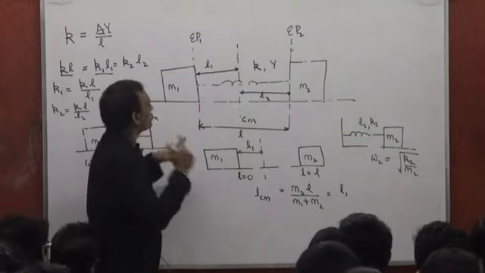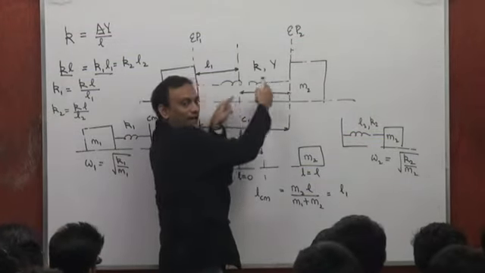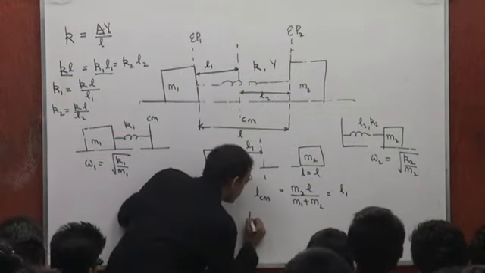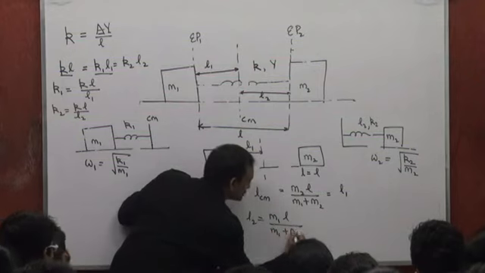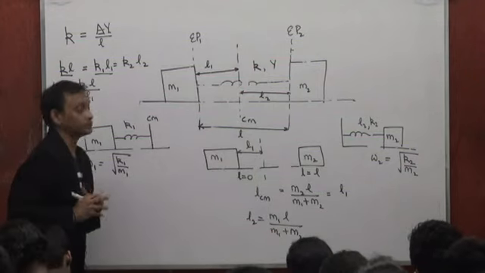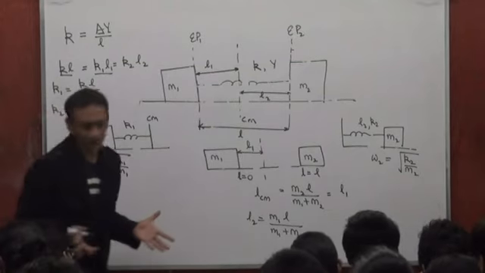Similarly, if L1 is known, L2 would obviously be L minus L1, and L2 will turn out to be M1L by M1 plus M2. That's L2. Right? Are you fine with all of this?